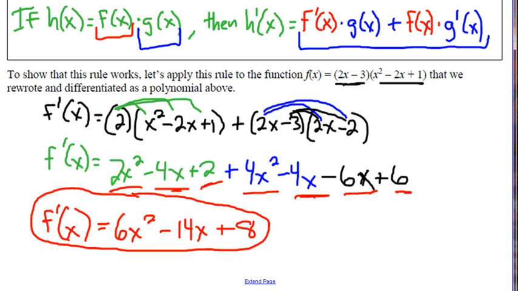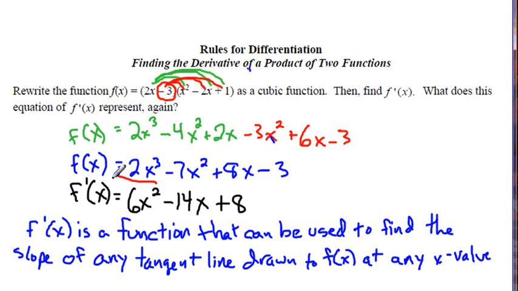Let's see if that's what we got up above. Hey, that's exactly what we got right here up above. So now, instead of changing everything to a polynomial function or a polynomial-like function, we can just use the product rule, and this will save us some time. So we're going to continue doing these.